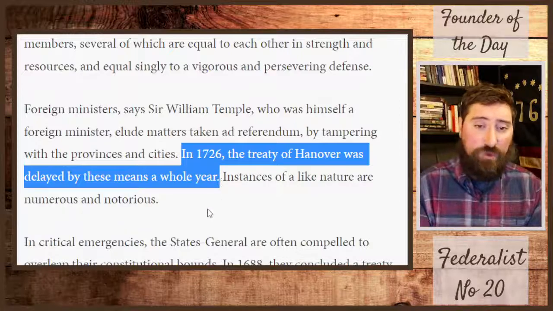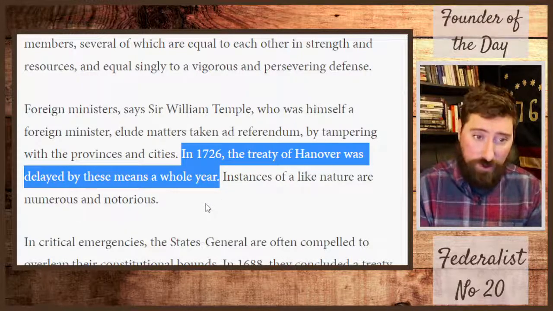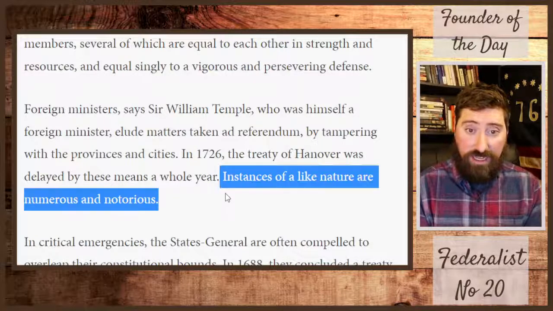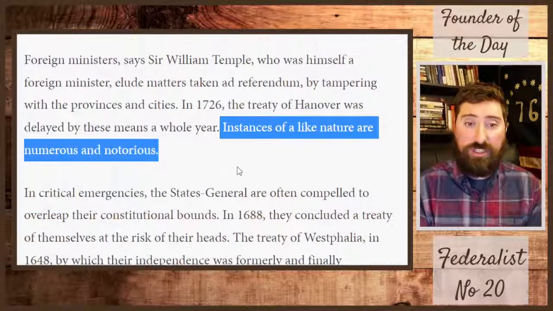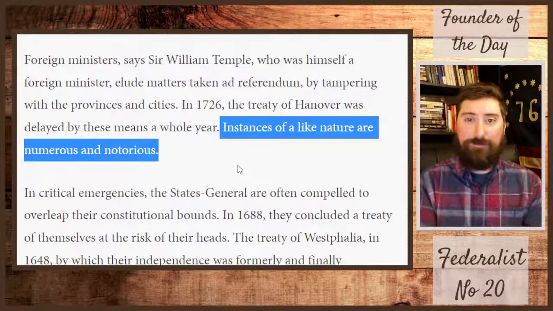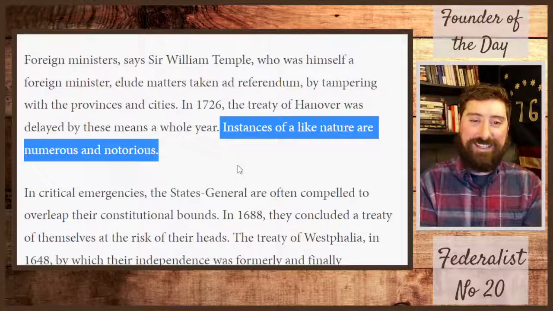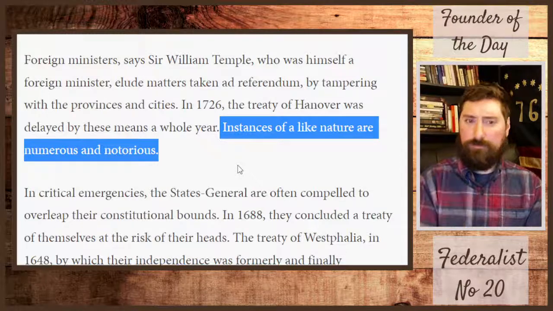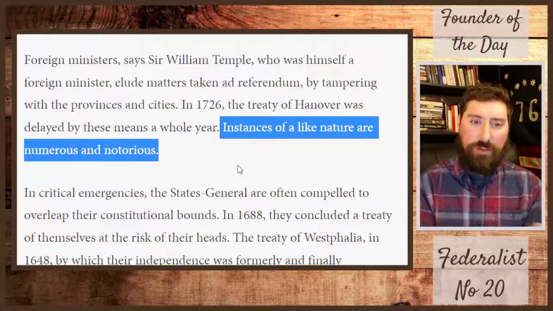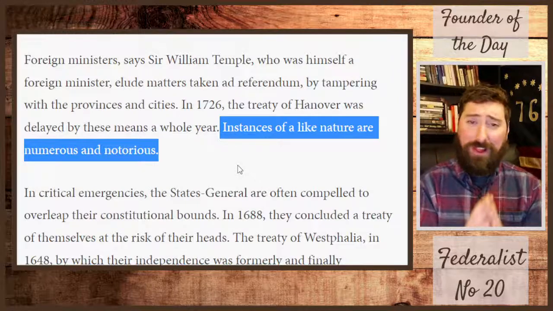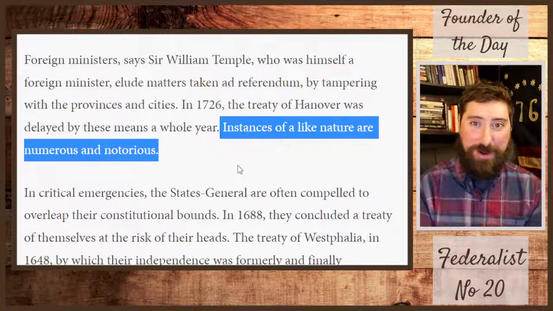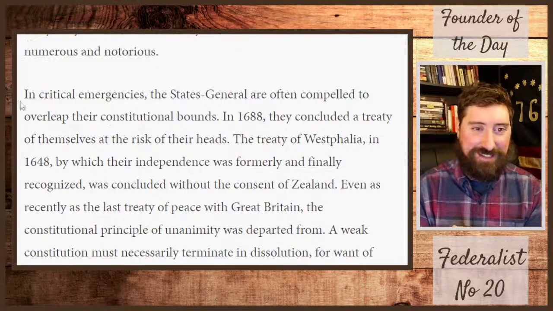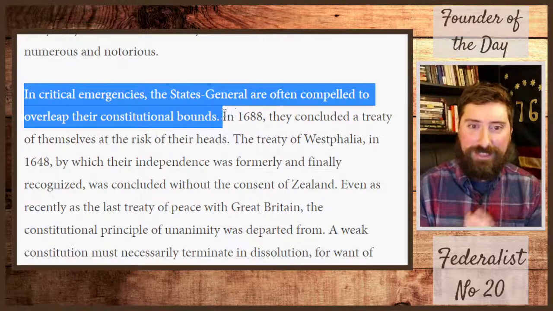"In 1726, the Treaty of Hanover was delayed by these means a whole year. Instances of a like nature are numerous and notorious." So there are numerous instances, and he's referencing one very quickly, the Treaty of Hanover. It's eluding me what that particular treaty did. There are a lot of treaties in the history of Europe. Forgive me for not memorizing every single one of them. I know most of the ones in the United States history, but that's a little bit easier. It's shorter.